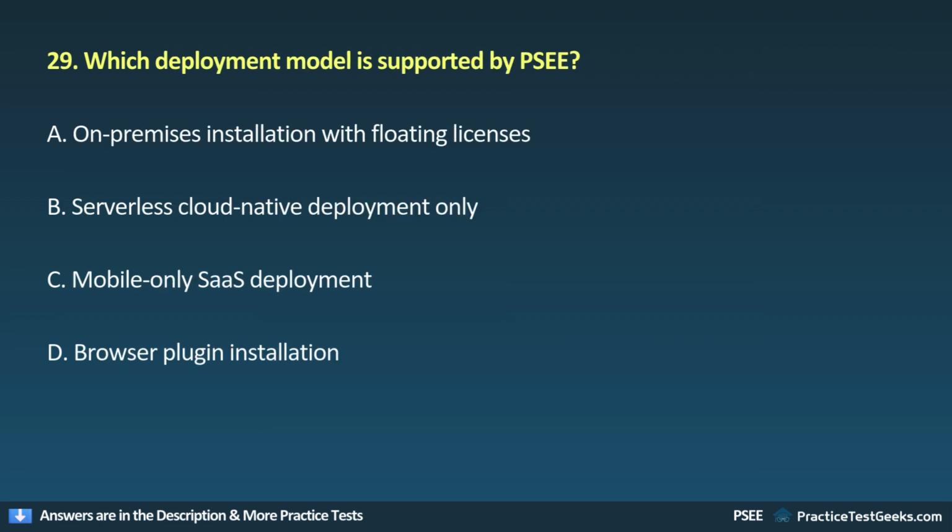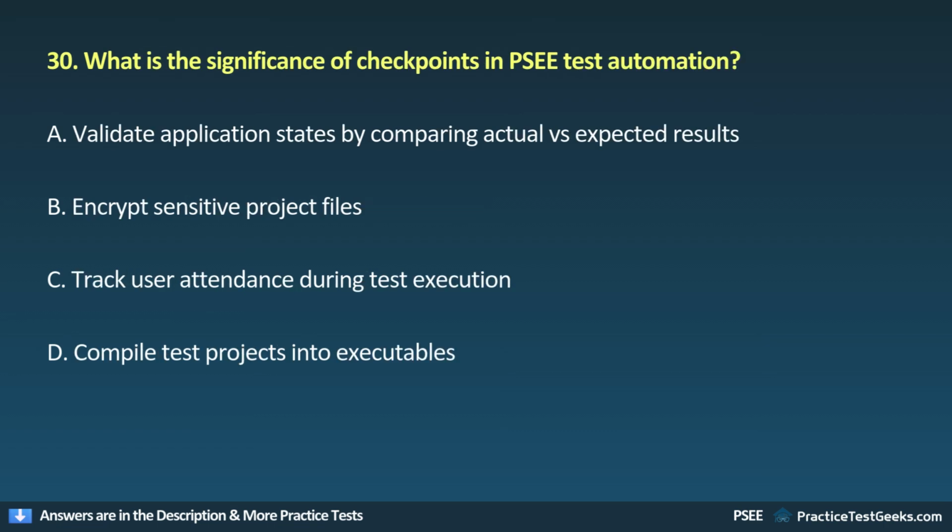29. Which deployment model is supported by PSEE? A. On-premises installation with floating licenses. B. Serverless, cloud-native deployment only. C. Mobile-only SaaS deployment. D. Browser plugin installation.